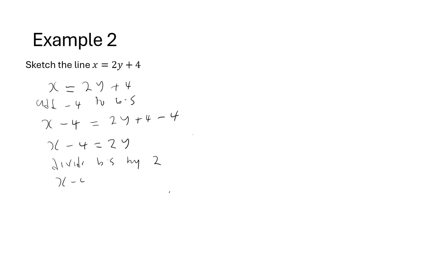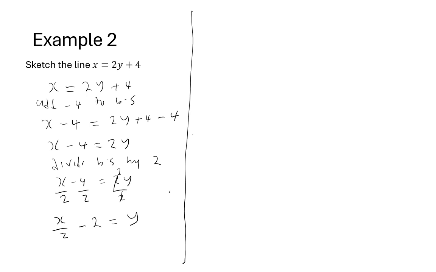So I have x minus 4 is equal to 2y. I divide this x by 2, this 4 I divide by 2, and this 2y I also divide by 2. So I will end up with x over 2 minus 4 divided by 2, which is 2, is equal to y, since 2 into 2 is just 1, so 1y is just y. I can write this as y equal to x over 2 minus 2.